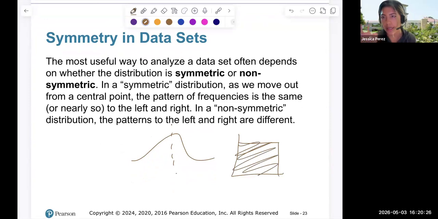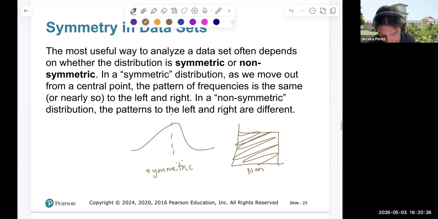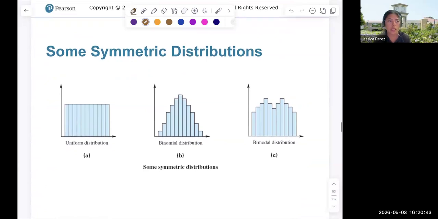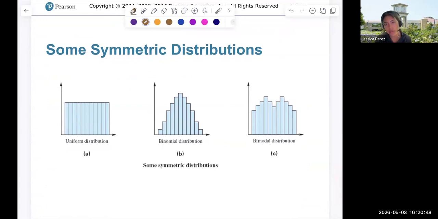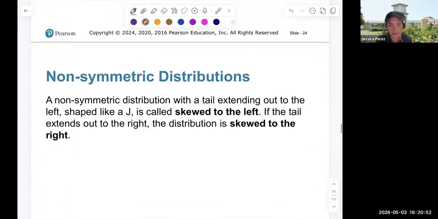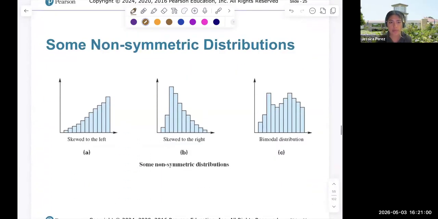Let's say that your data is kind of uniform. So this would be symmetric, versus non-symmetric. So these are some symmetric ones: a uniform distribution, a binomial distribution, and a bimodal, right? Because if you cut it in half, you kind of see the behavior. Non-symmetric is if you have any skewness. So if you're skewed to the right or skewed to the left, let me give you some examples.